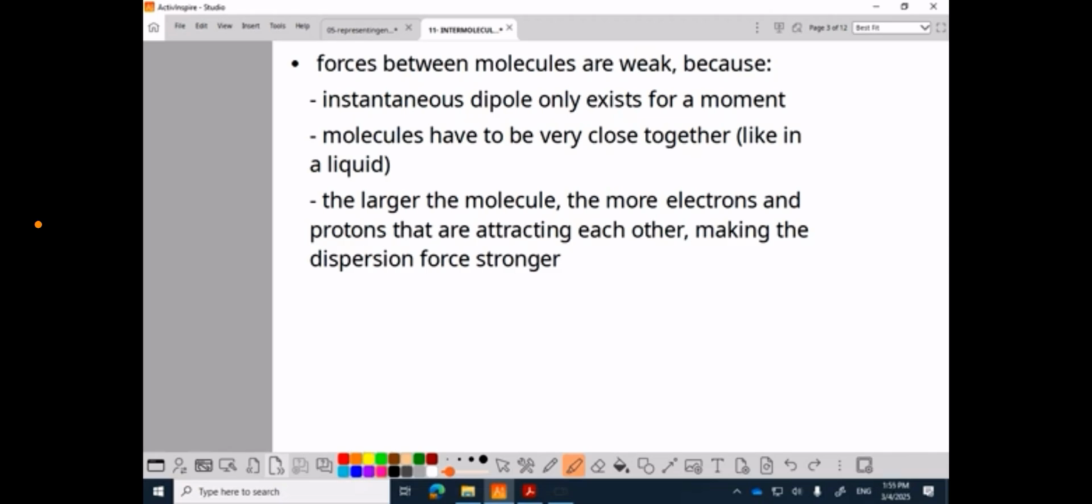So the forces between these molecules are weak because the dipole exists technically only for a moment. Yes, they are forming and breaking and forming and breaking. However, they are not permanent dipoles. There is no slightly positive permanent and slightly negative permanent. They have to be very close together, and the larger the molecule, the more electrons and protons are able to attract to each other, making the dispersion forces stronger. And this is really what we're going to use in chemistry and biology as well, to help us describe these forces.